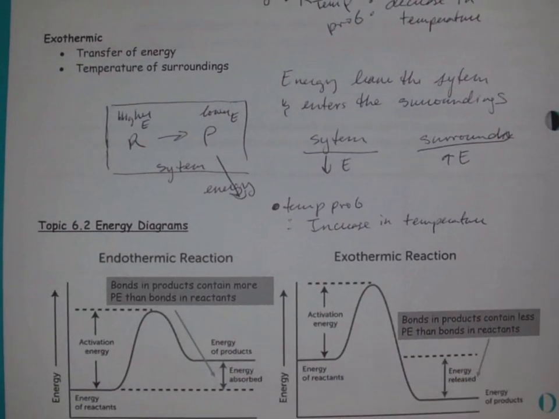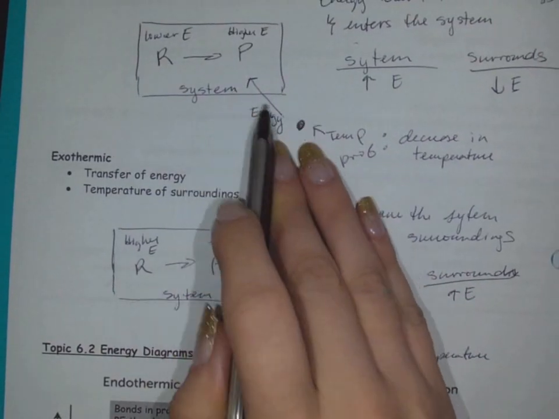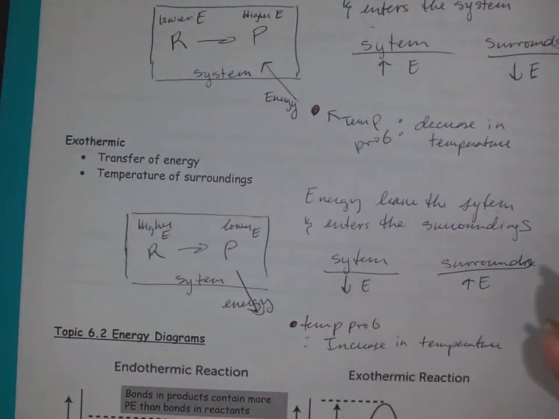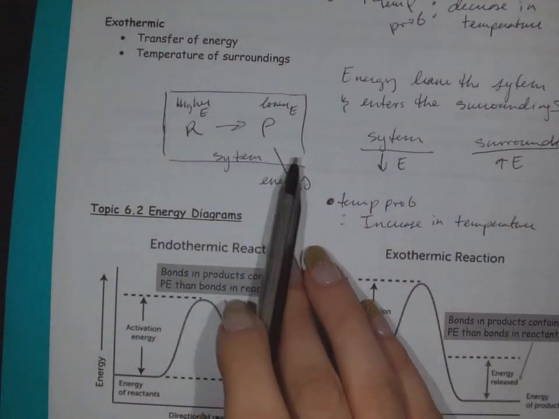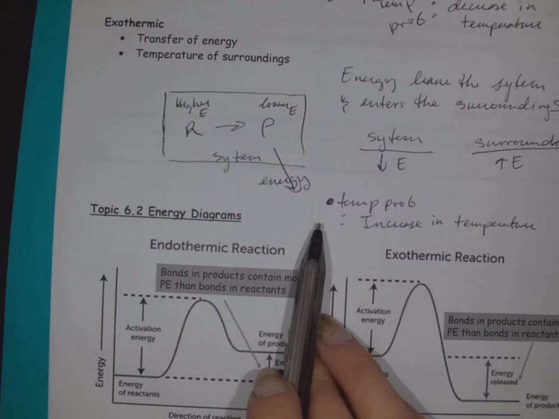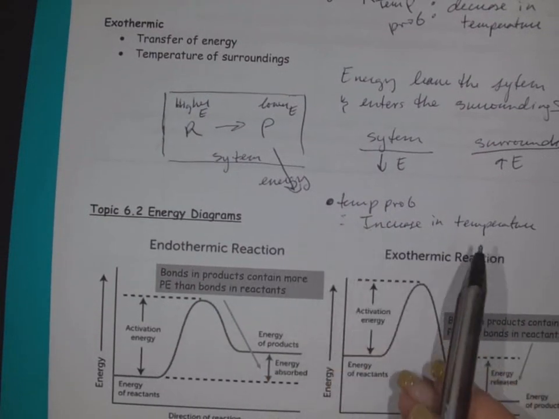Alrighty. A temperature probe that you might not have thought of is your hand. If we pick up a beaker and it feels cold to the touch, your hand is part of the surroundings, and energy is being taken away from your hand into the system, and that would be endothermic. But if you pick up a beaker that has a reaction going on in it and the beaker is hot, that's because energy is leaving the system and entering the surroundings, your hand being part of the surroundings, and so we see that increase in temperature.